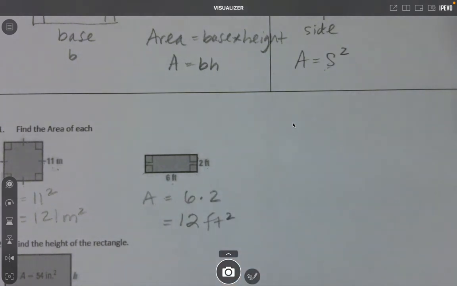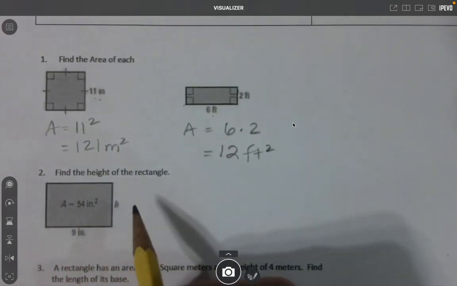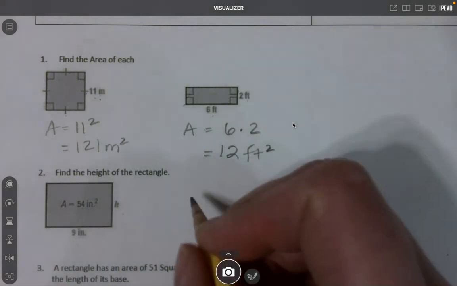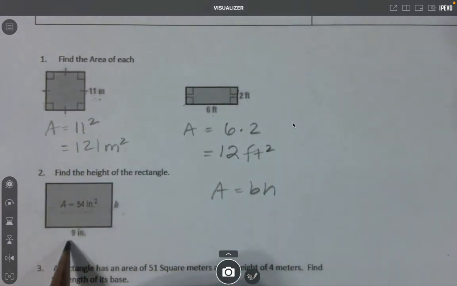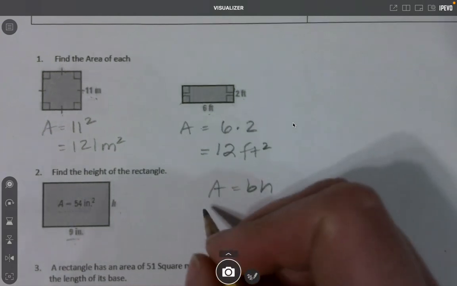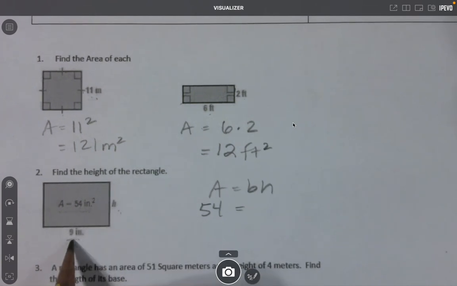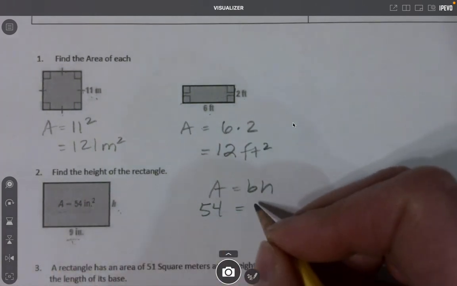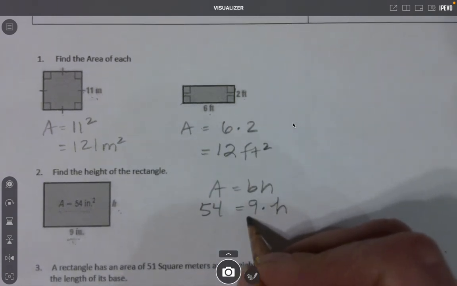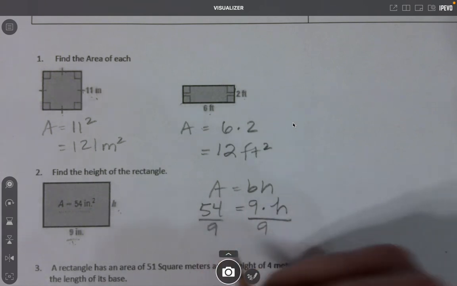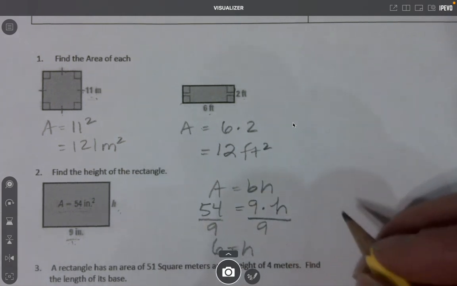So on the next two, we're doing it a little bit different. So now we're given our area, we're given a base, but we don't know what our height is. So let me think about my formula. My formula is area equals base times height. My area is 54 and my height is 9. So instead of A, I can write 54. Instead of actually H is what we're looking for. This is my base. So instead of my base, I'm going to put in 9, and then H is what I'm solving for. So now we're solving an equation again. Divide both sides by 9, and 6 is equal to H, which means my height is 6 inches.